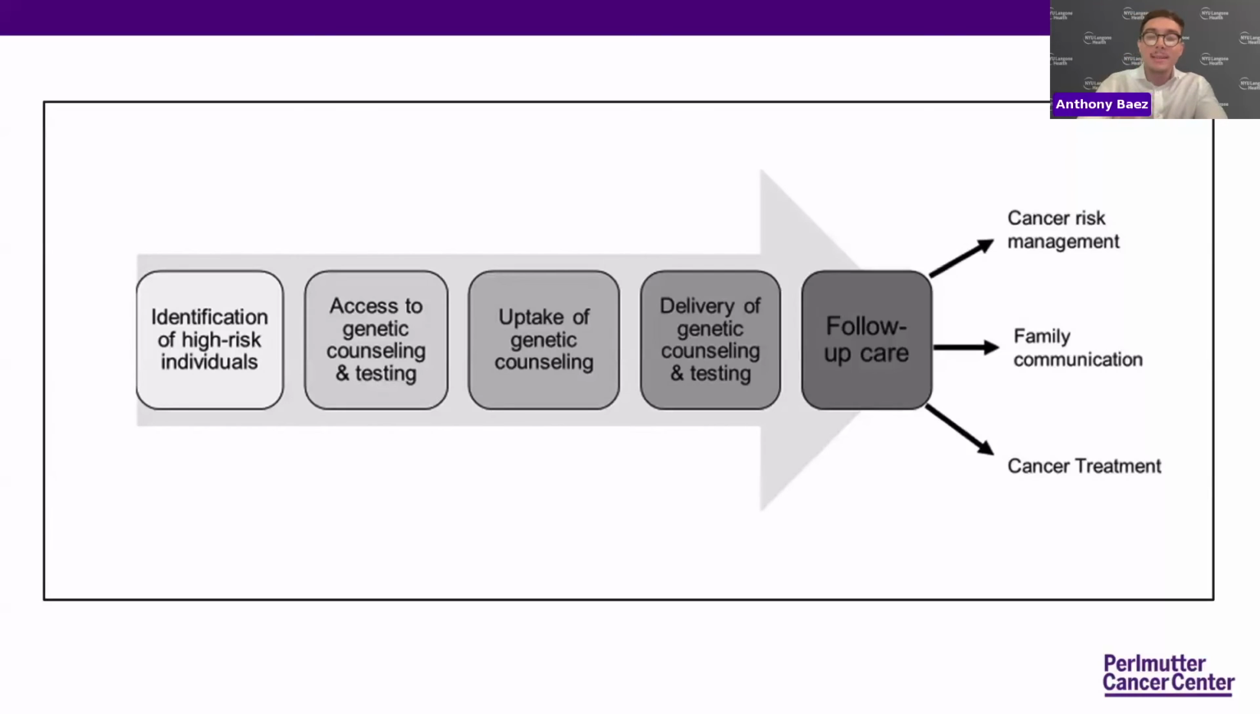So when we look at genetic testing and genetics in general, we really need to think about it as a continuum. And along this continuum, there are different points where we can lose patients if they don't have adequate support or resources. So it starts with first identifying high-risk individuals, assuring that they have appropriate access to genetic counseling and testing, also encouraging uptake of genetic testing and delivery of the genetic testing and counseling, and then there's follow-up care. So we really can see here that there are multiple steps to this and really different points where patients can really fall off the ladder.